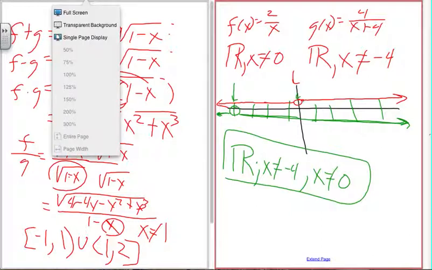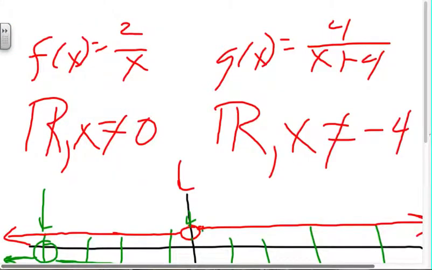Okay, so here's something new. So I don't think I talked about this in Algebra 2 last year. If I did, it won't hurt to hear it again. This is called composition of functions. And this is part of what you're going to be doing.